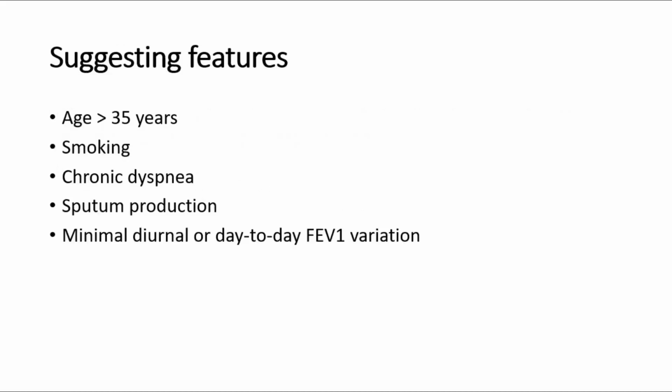Here are some features suggestive of COPD. If the patient is more than 35 years old, is a smoker, especially a chronic smoker, has chronic dyspnea where there is shortness of breath, sputum production, and also minimal diurnal or day-to-day FEV1 variation, as greater variation is more suggestive of asthma. So if minimal, it can help to rule out asthma.